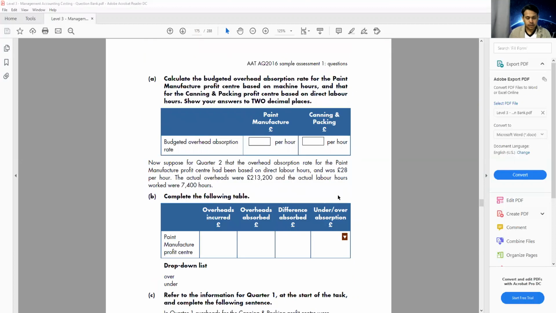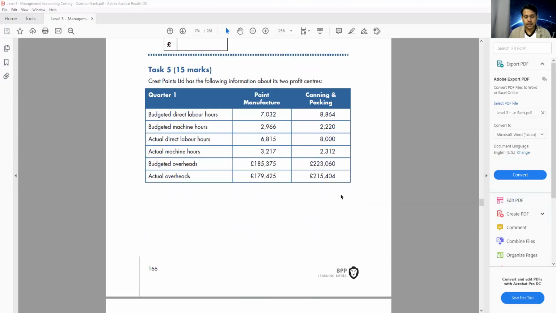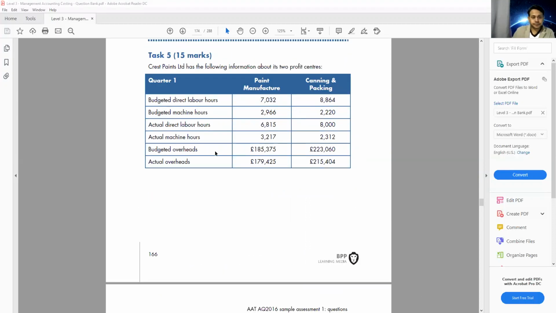Let's take this question. We cannot see it on one page, so I think we have to write down some information. The first one says, quarter one, Twist Paint Limited has the following information about the two profit centers. So they have two profit centers, paint manufacturer and canning and packing. Then we have budgeted direct labor hour, budgeted machine hour, actual direct labor hour, actual machine hour, budgeted overhead, and actual overhead.